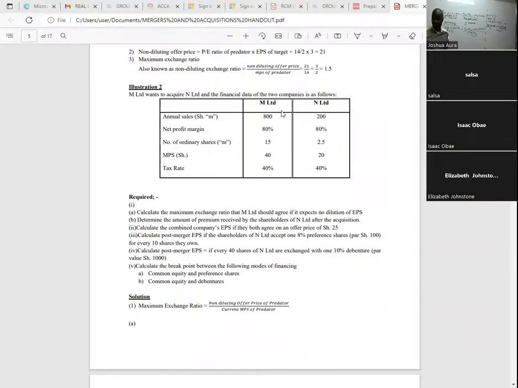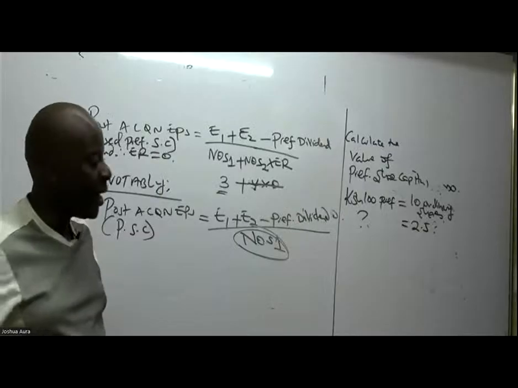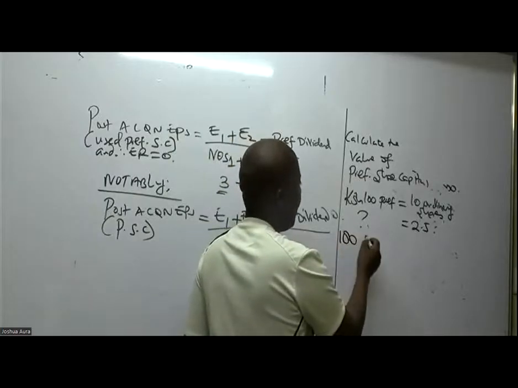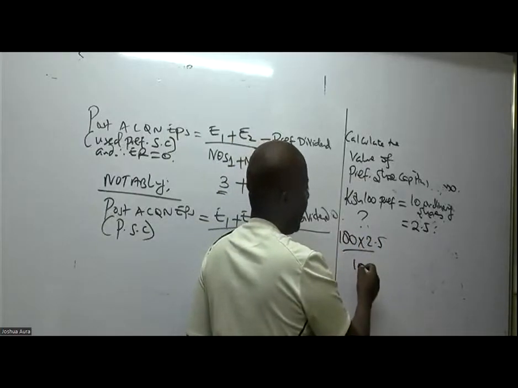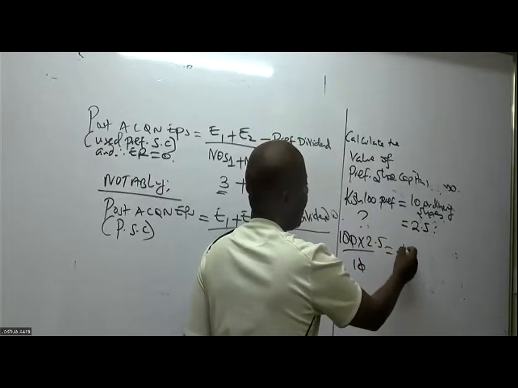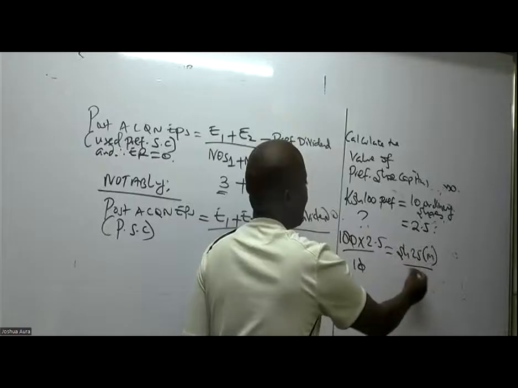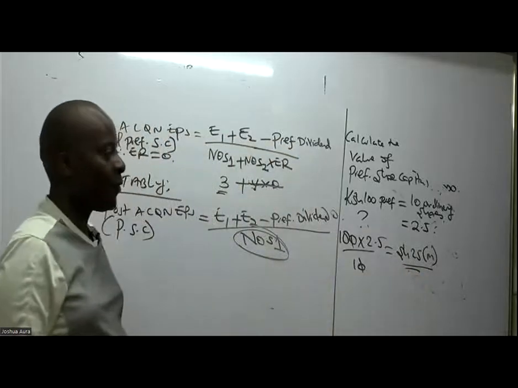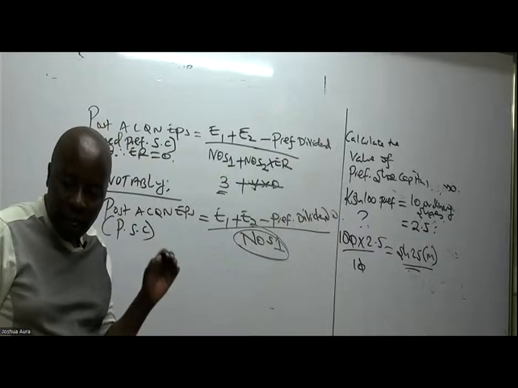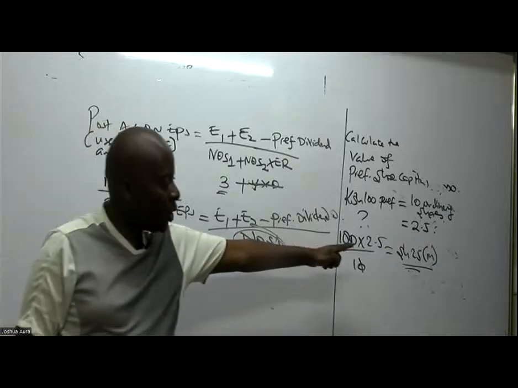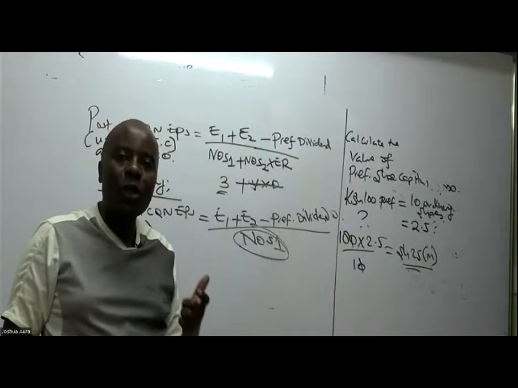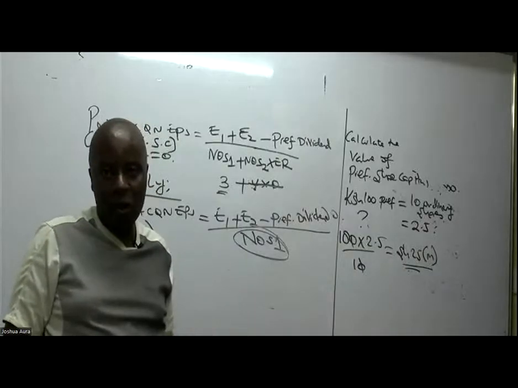All right, so I'm being given a figure of 25. If I try cross multiplying here, it will be 100 times 2.5 all over 10, which is 25. Of course, they are in millions, so shillings 25 million. Now, having gotten that, I'll ask myself, out of these shillings 25 million, how much in preference dividends will I be paying?